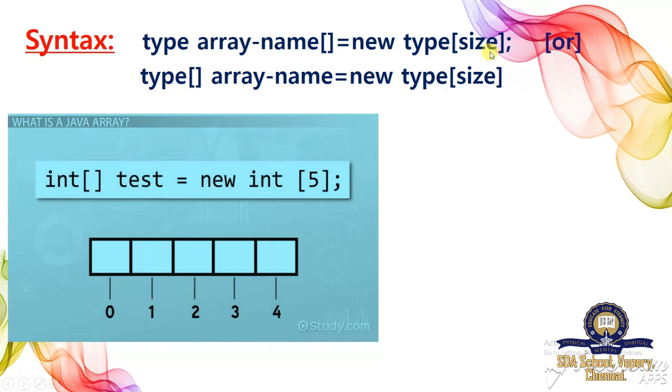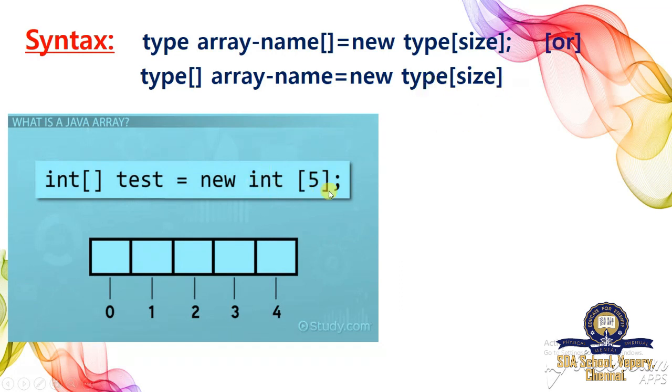You have to mention the size of the elements here, and you can write in this method also. You can write this type or this type. Type square bracket array name is equal to new type size. Both, anyone you can use here. Now you see the example. Here type is integer and square bracket array name is test equal to new keyword, and type is again integer.